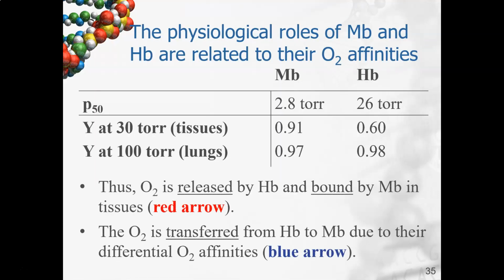So what that means then is oxygen released by hemoglobin is bound by myoglobin. If we look at this red arrow right here on the right side, at 100 torr in the lungs, hemoglobin binds oxygen, and it's 98% oxygen bound. When it gets to the tissues, then it releases its oxygen, and it delivers the oxygen to myoglobin, because you might remember that myoglobin had a Y value of 0.91 at the lower oxygen partial pressure. So we can transfer our oxygen from the hemoglobin to the myoglobin, and we deliver oxygen to the cells that need it.